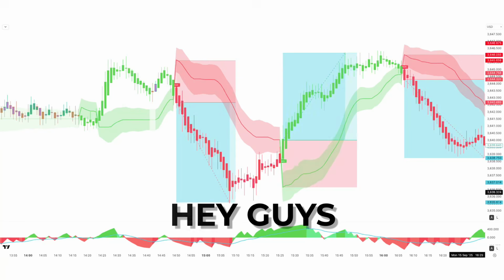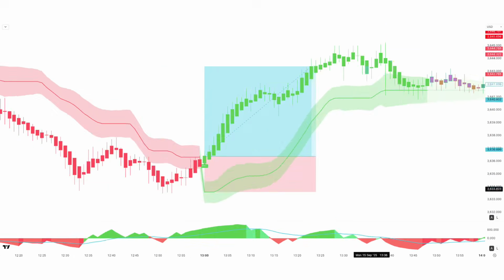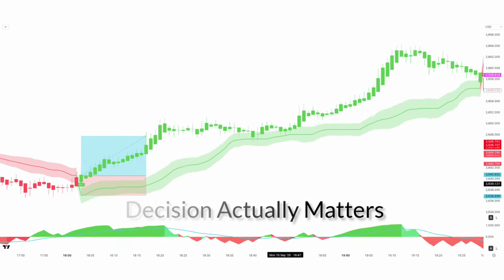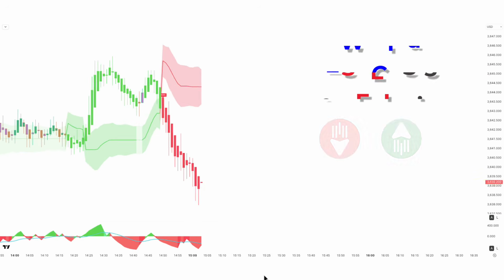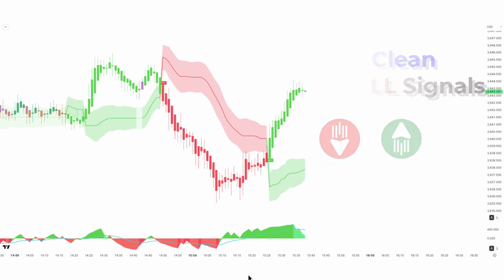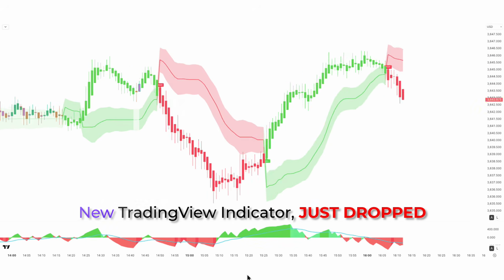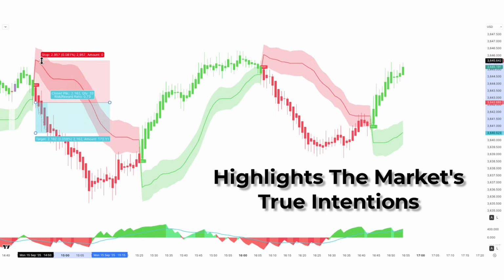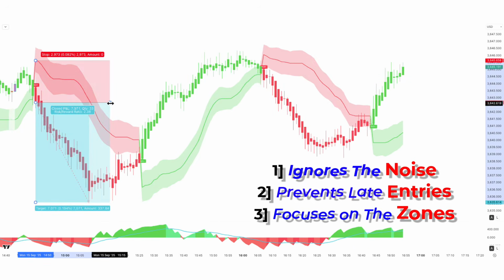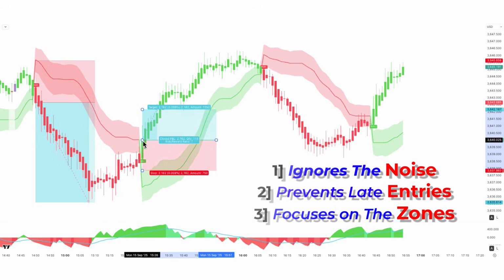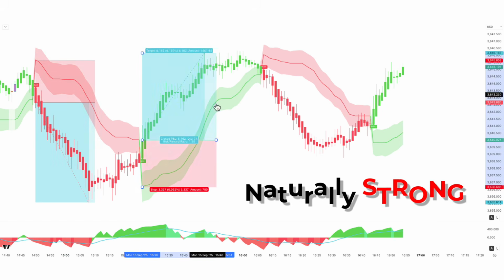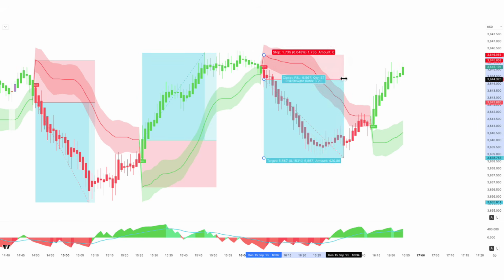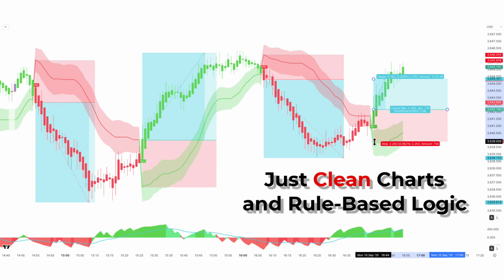Hey guys, imagine if charts could talk to each other, and without any guesswork show you only the levels where making a decision actually matters. This idea is the foundation of the new clean buy and sell signals with this new TradingView indicator just dropped. This indicator doesn't just give signals, it highlights the market's true intentions. It ignores the noise, prevents late entries, and focuses on the zones where the probability is naturally strong. No complex setups, no indicator overload, just clean charts and rule-based logic.